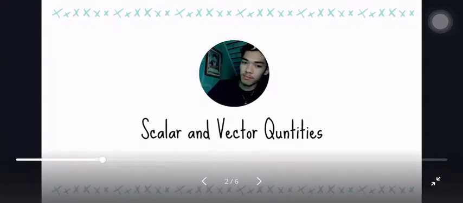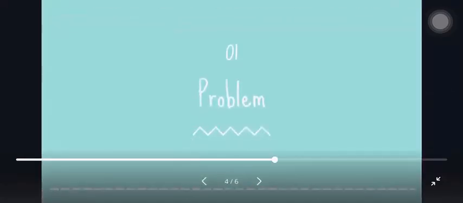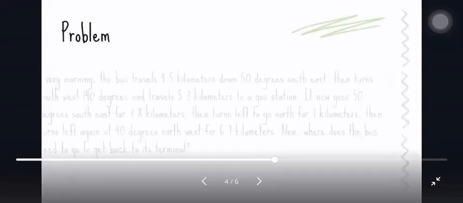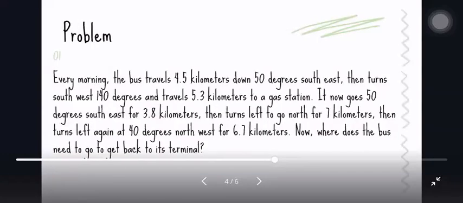scalar and vectors. First is to know the problem. For our problem number 1, the bus travels 4.5 kilometers down 50 degrees southeast, then turns southwest 140 degrees, and then travels 5.3 kilometers to a gas station.